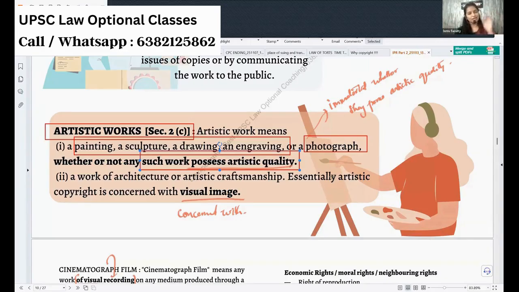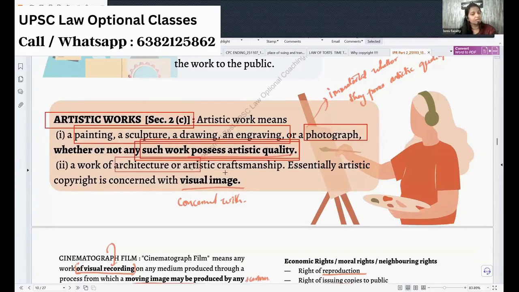That's why they say drawing, engraving, sculpture, photography, anything is artistic, whether or not it possesses artistic quality. If it falls under any of these headings, it is an artistic work. Even architecture and craftsmanship come under artistic work. They create a comb which is engraved, carved, and looks very pretty: artistic work. They build a very beautiful building, be it like the Taj Mahal, and it is very unique artistic work, and it is protected.